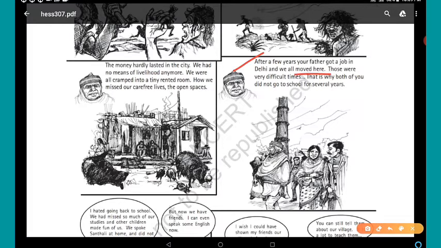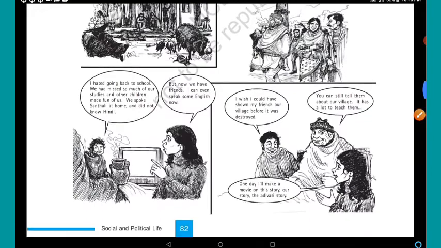Those were very difficult times. That's why both of you did not go to school for several years due to this displacement. So the tribal people also faced this kind of problem during their displacement. They were expelled from the forest, and due to the displacement of the tribal people, their lives were completely affected.